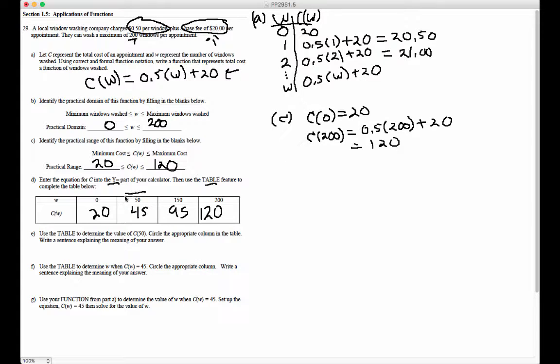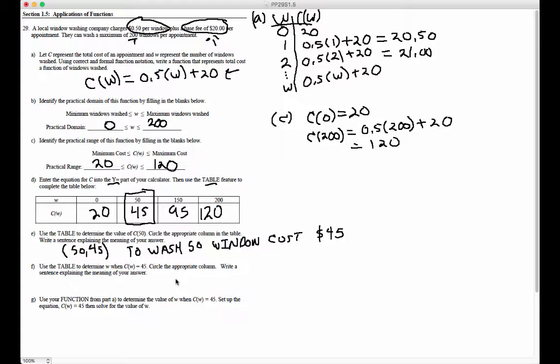Okay, so we've already done that. That's our column in the table. Let's write that as an ordered pair just for grins. So that's 50 by 45. And they want us to say, what does that mean? It means that to wash 50 windows costs $45. These people need to raise their prices. I can't see how they're making any money here.